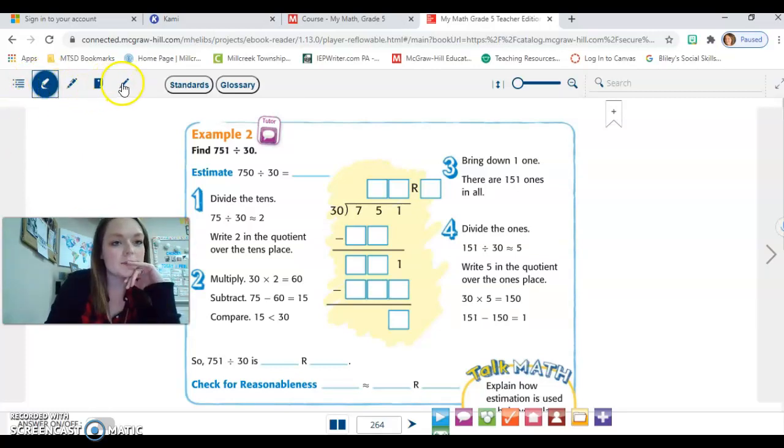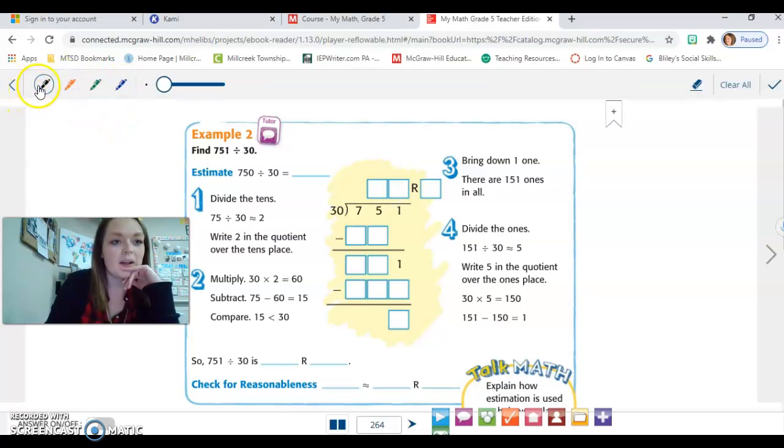Let's look at this. We're going to estimate how many times does 30 go into 75. Let's count. 30, 60, 90. I went too far. Take down one number. I have 2, so let's put a 2. 2 times 30 is 60. Let's do this over here just to estimate.